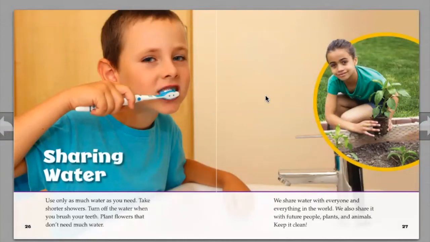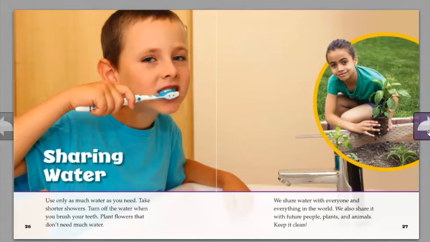Sharing water. Use only as much water as you need. Take shorter showers. Turn off the water when you brush your teeth. Plant flowers that don't need much water. We share water with everyone and everything in the world. We also share it with the future people, plants, and animals. We need to keep it clean.